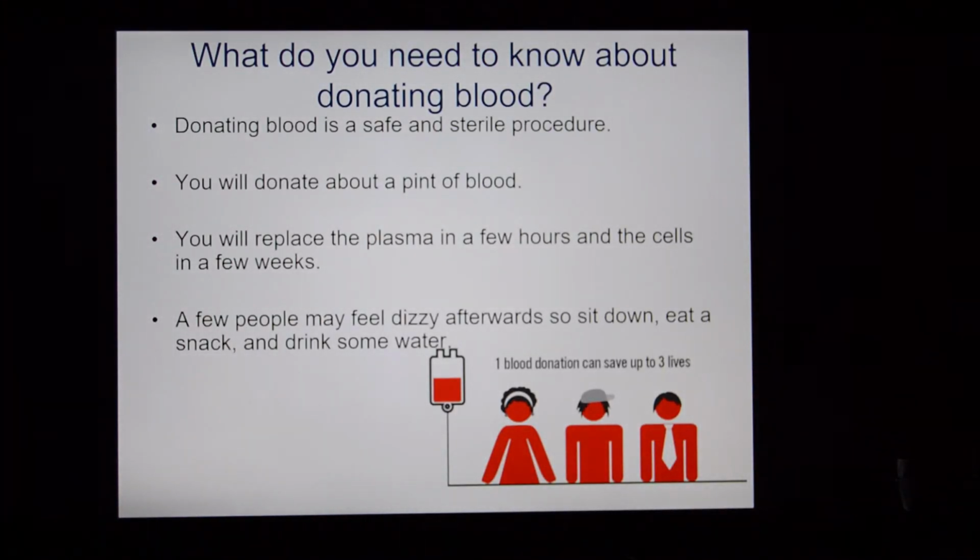Donating blood's completely safe. Probably going to be a thing of the past pretty soon. We're going to start making clonal blood in a relatively short period of time. But you'd lose about a pint of blood. Your blood volume really doesn't change.